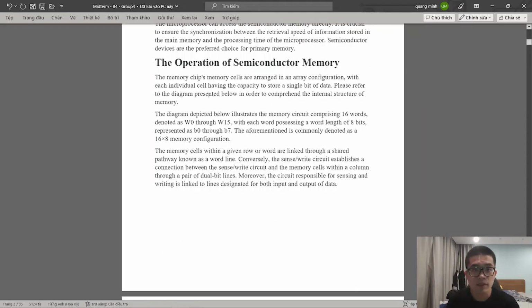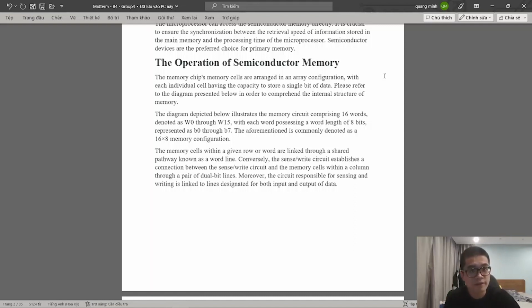The operation of semiconductor memory. So the memory chip's memory cells are arranged in an array configuration, with each individual cell having the capacity to store a single bit of data. Please refer to the diagram presented below in order to comprehend the internal structure of memory.